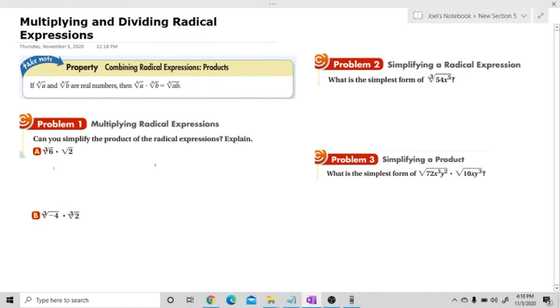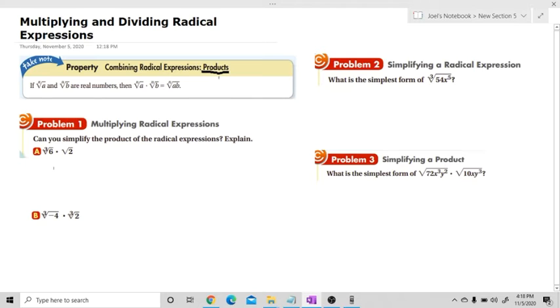Hello math learners! In this video, we will discuss multiplying and dividing radical expressions. In multiplying and dividing radical expressions, we'll follow properties para multiply natin at ma-divide natin sila ng tama. Okay, the first property is all about the product property. It's all about multiplying radical expressions.